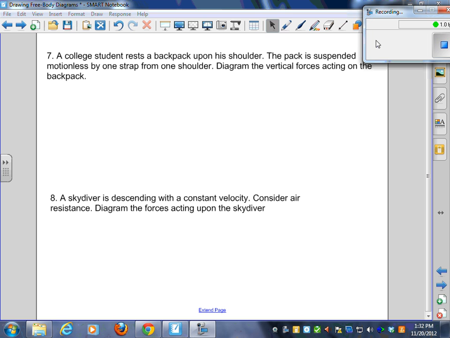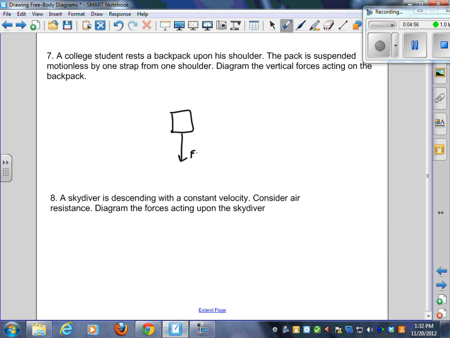Number 7, a college student rests a backpack on his shoulder. The pack is suspended motionless by one strap from one shoulder. Diagram the vertical forces acting on the backpack. So we've got gravity. Is it accelerating up and down? No, so therefore it must be balanced. Then it's a rope or a strap or something, so it's tension. If it had both straps, there would be two of them, yeah.